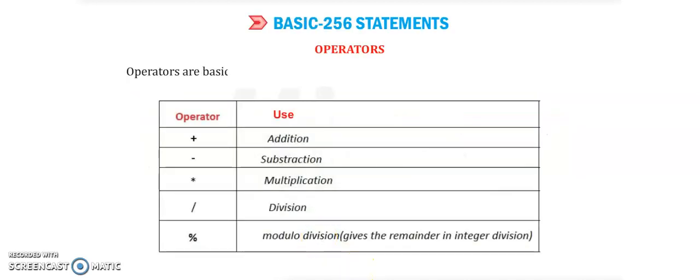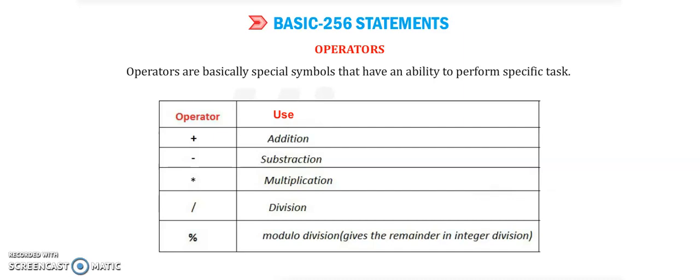Now the next topic is operators. What are the operators we use while programming? Operators are basically special symbols that have the ability to perform a specific task. If you want to perform addition between values in variables, we use the plus sign, and minus for subtraction. For multiplication we use the star sign. In the computer we have to write this star sign, called the asterisk sign, for multiplication. And for division we use the slash sign.